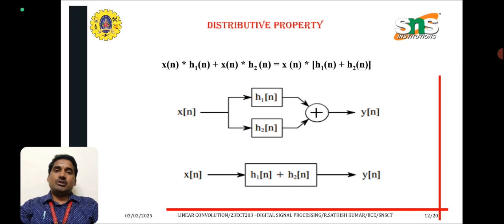Next one, distributive property. x of n multiplied with h1 of n, added with x of n multiplied with h2 of n, which is equal to x of n into h1 of n plus h2 of n. For the left-hand side sequence and the right-hand side, the graphical representation of the distributive property is as shown.